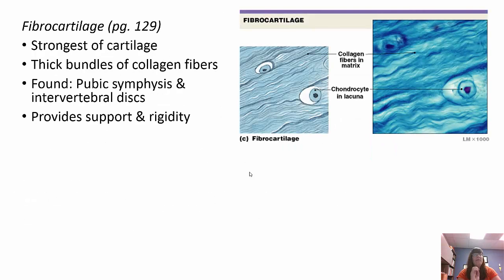Fibrocartilage is the strongest of the cartilage. The collagen fibers are very thick and they're in bundles. This is found in the pubic symphysis and the intervertebral discs and provides support and rigidity. But your intervertebral discs can herniate, so the fibrocartilage isn't invincible. It can only take so much, and it has a tendency to weaken over time, which is why older individuals have a tendency to have more injuries.